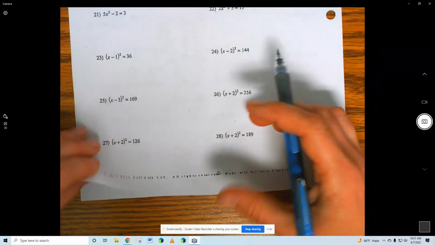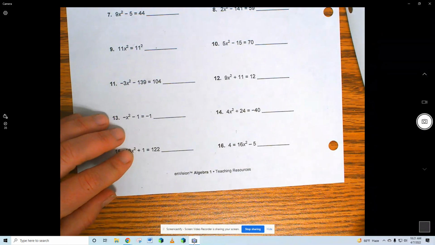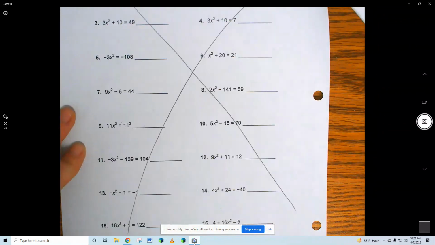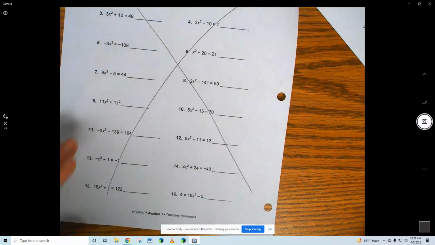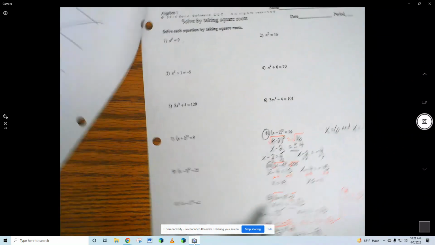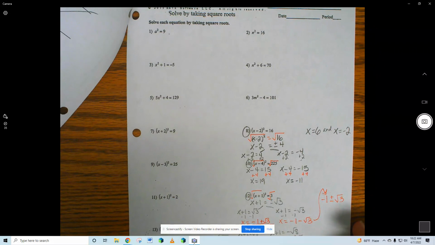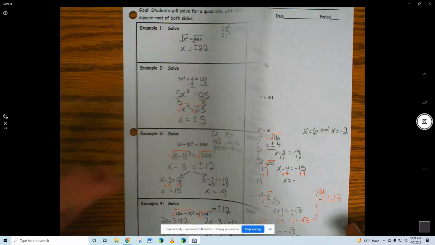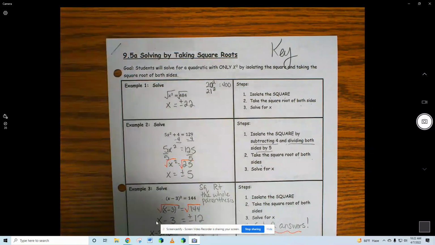1 through 28. Don't do this. We already did this. That was a giant mistake in my photocopying. I don't know what that's about. So just the next page, 1 through 28. Please start. Good job.